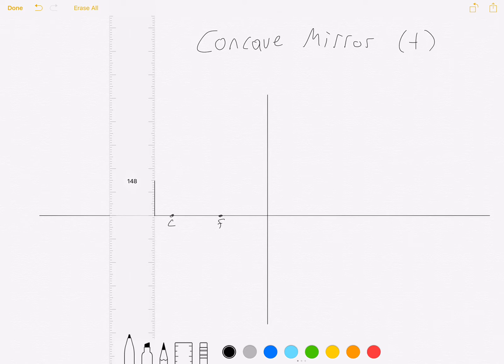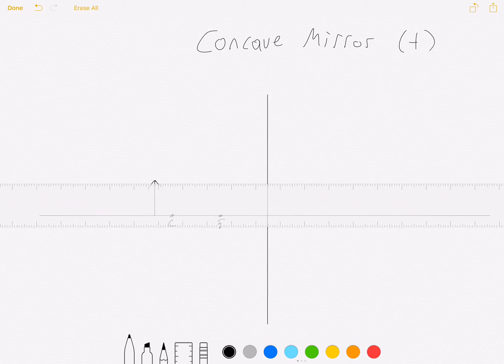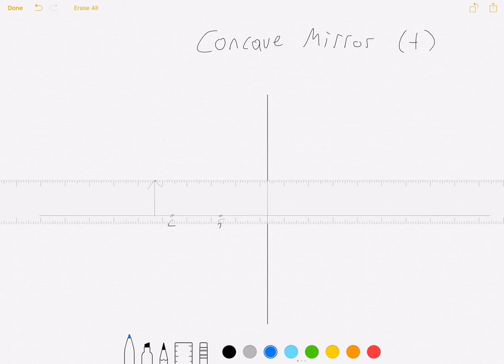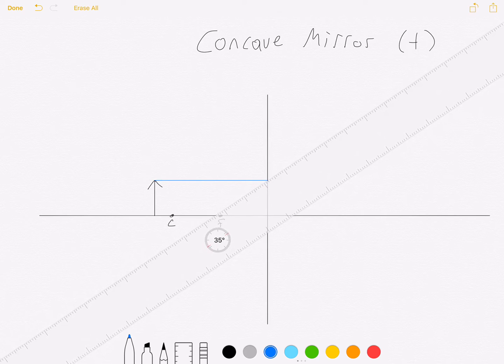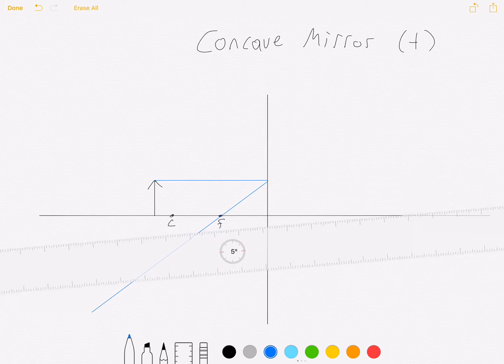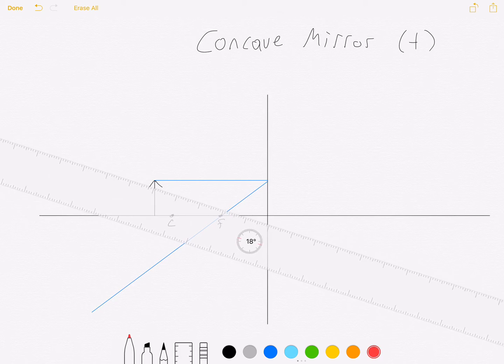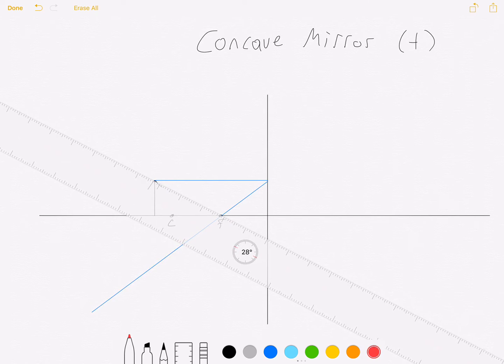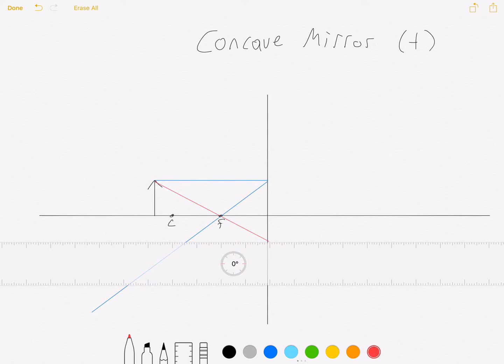We're going to draw it 1.5 units tall. Okay, so first rule we're looking at is a ray parallel to the principal axis will reflect through the focal point. Like so. Then we can draw another ray. This time the rule is a ray through the focal point will reflect off parallel to the principal axis.